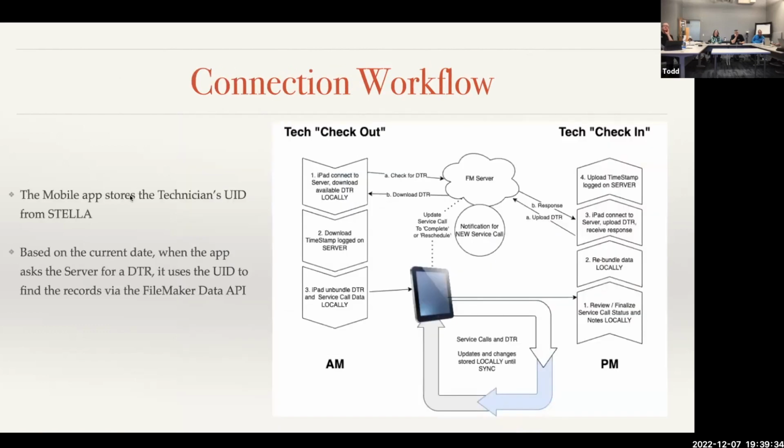The connection workflow. In each mobile app, all it stores that it needs to grab the DTR is really the technician's UID, because it uses the current date and the technician's UID, and that's all it asks for from the server to get that daily tech report. So the iPad connects, gets the DTR local, and the download timestamp gets logged onto the server. Once it successfully downloads, it pops up again and says set that timestamp. And then it is local only.